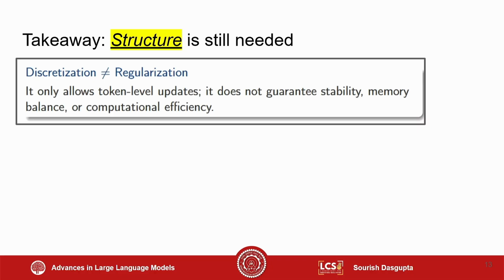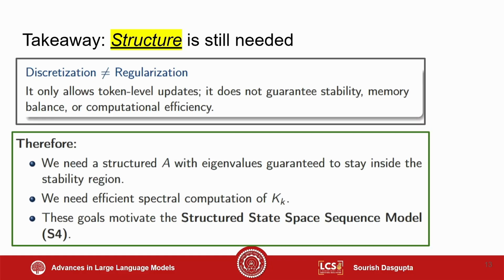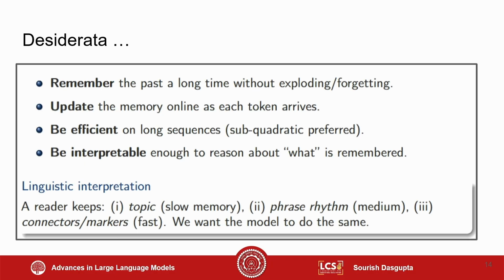So if you just leave it like that and leave it for training, what you're saying is that we need some sort of regularization. So we need a structured A, a designed A, with eigenvalues guaranteed to stay within the stability region. And we need efficient spectral computation of K, or the kernel. And that was the motivation for the S4 model, right?